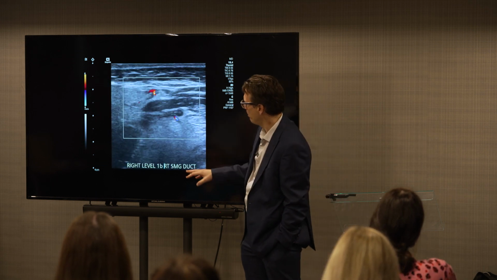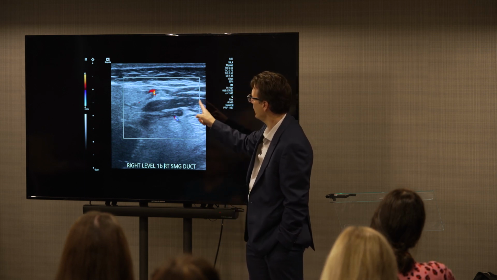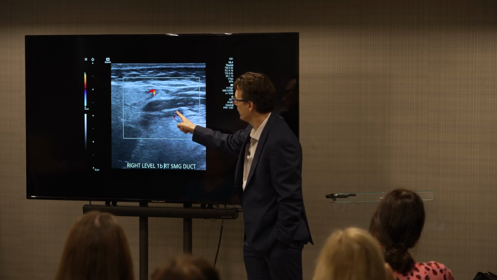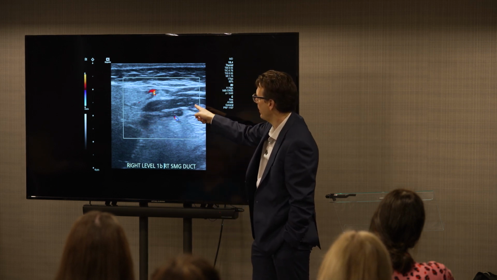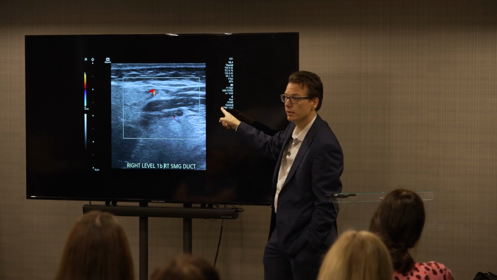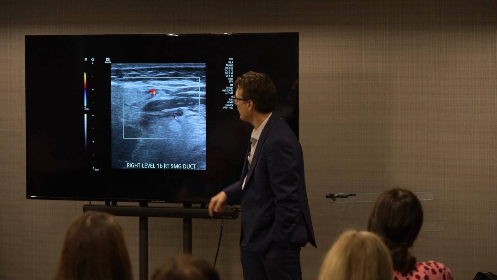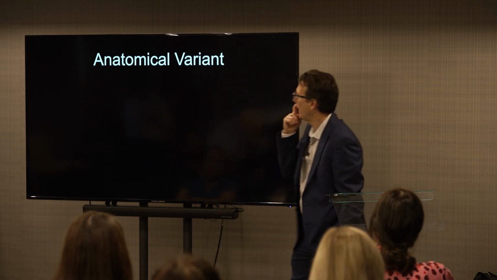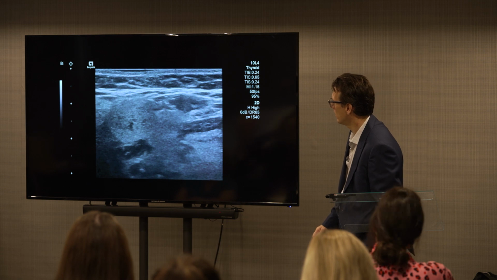So a bit better view of this. So just to orientate you, anterior digastric, mylohyoid, hyoglossus, and it's in this space here that you're looking for the duct. Normally you don't see it. Okay. All right. So this next slide.